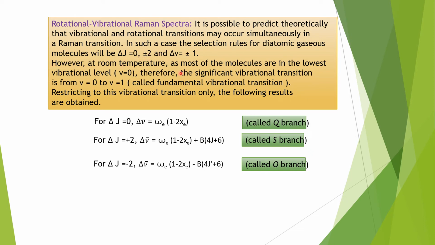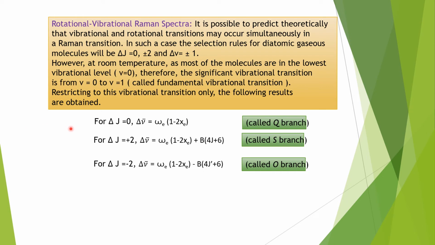However, at room temperature, as most of the molecules are in the lowest vibrational level, that is V equal to 0, the significant vibrational transition will begin from V equal to 0 to V equal to 1, and this is called the fundamental vibrational transition. Restricting to this vibrational transition only, the following results are obtained for the rotational vibrational Raman spectrum.